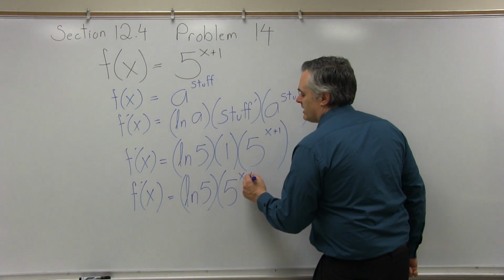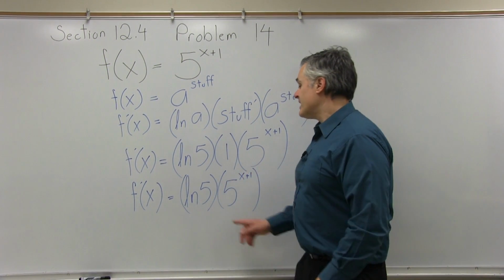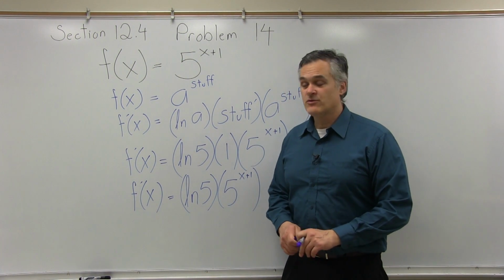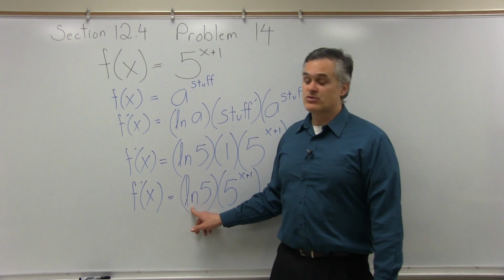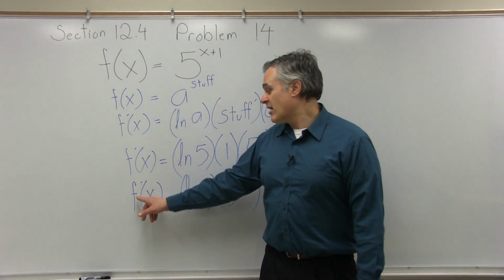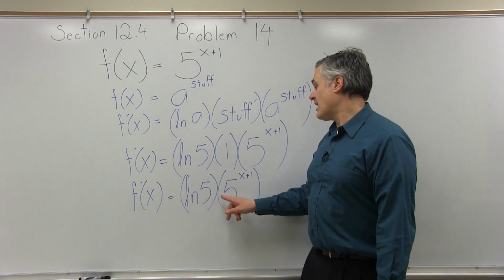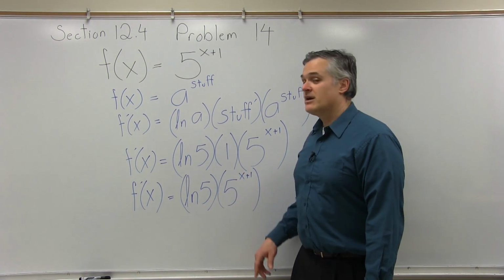Now, natural log of 5 has some decimal value that you can figure out with your calculator, but most math books would just have you leave it as natural log 5. So the final answer is f prime of x equals natural log of 5 times 5 to the x plus 1 power.